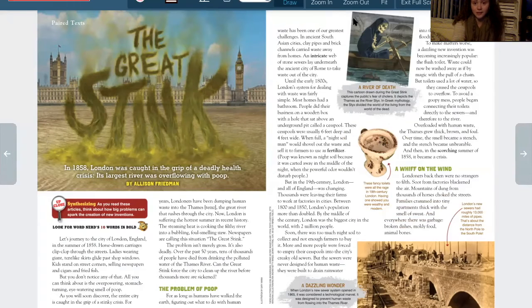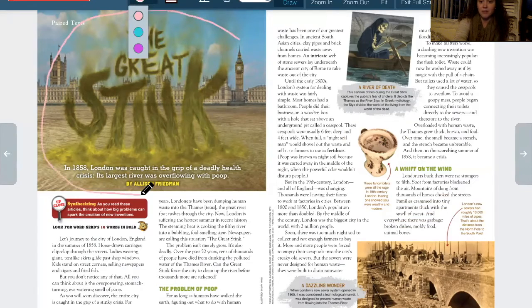So the Great Stink. First things first, we know that the title page can be one, and I'm going to draw all over my page here. Title page. Now this is kind of like a magazine article, so it's a little bit different, but I would consider this to be our title page.